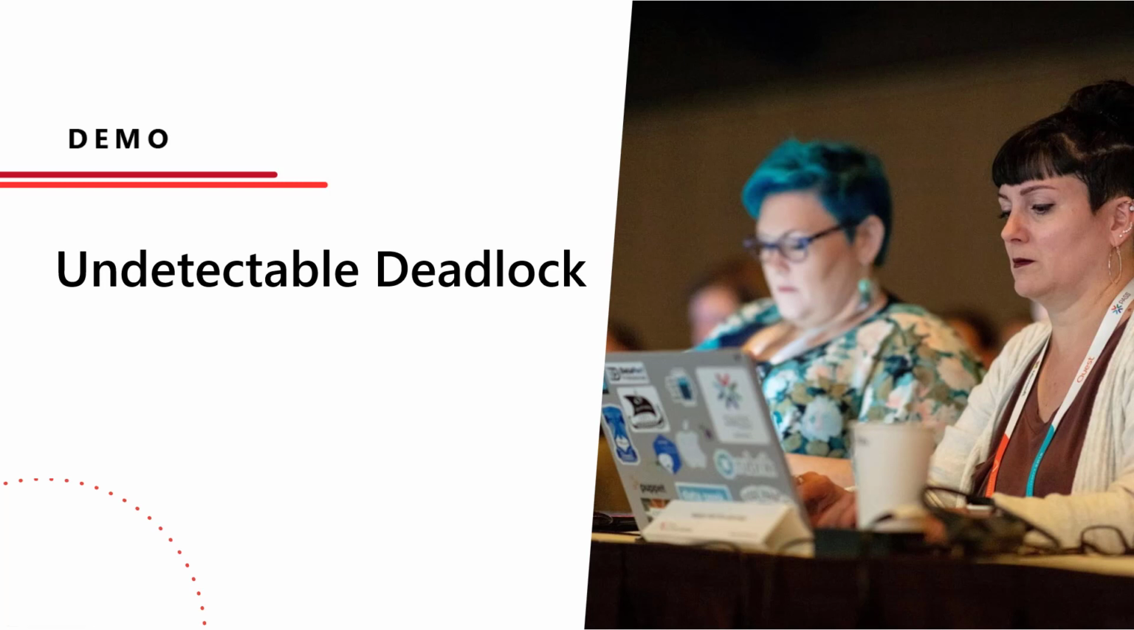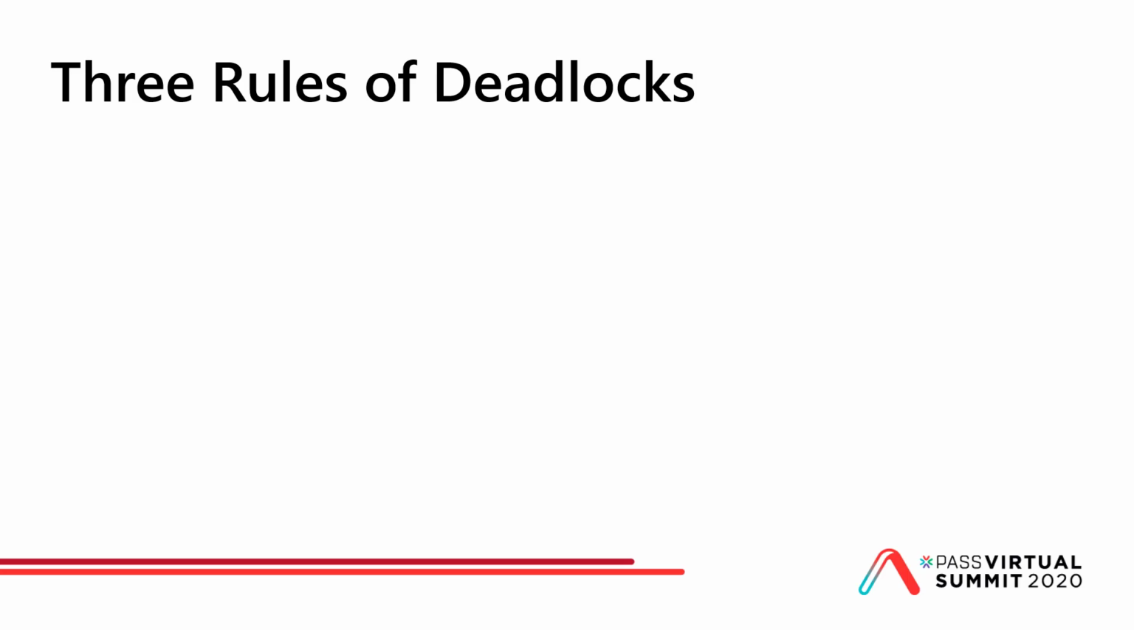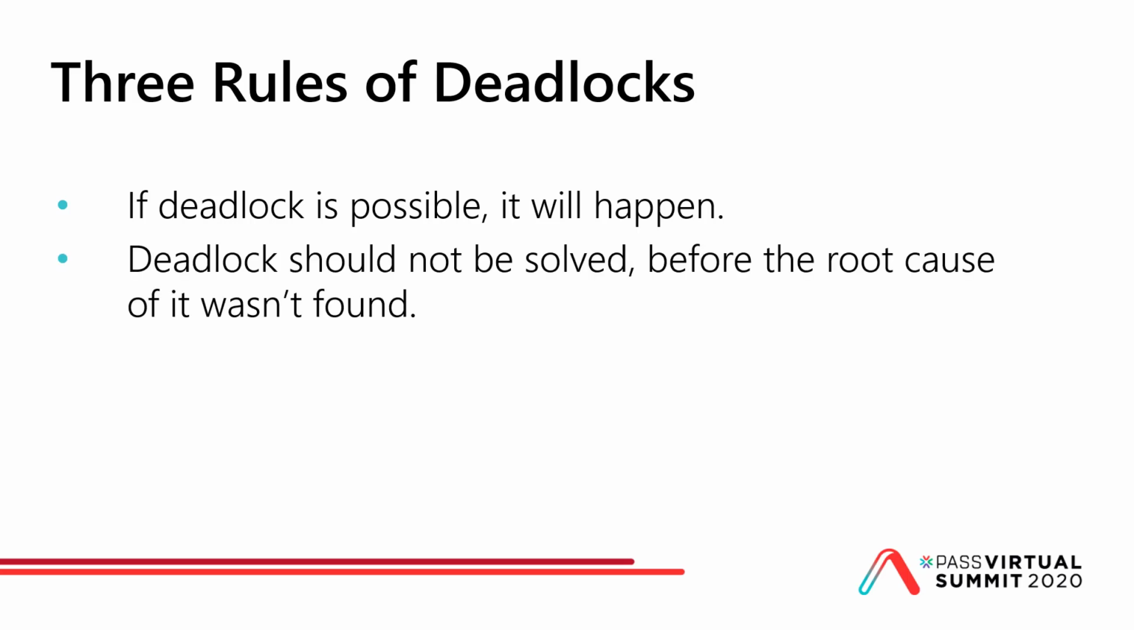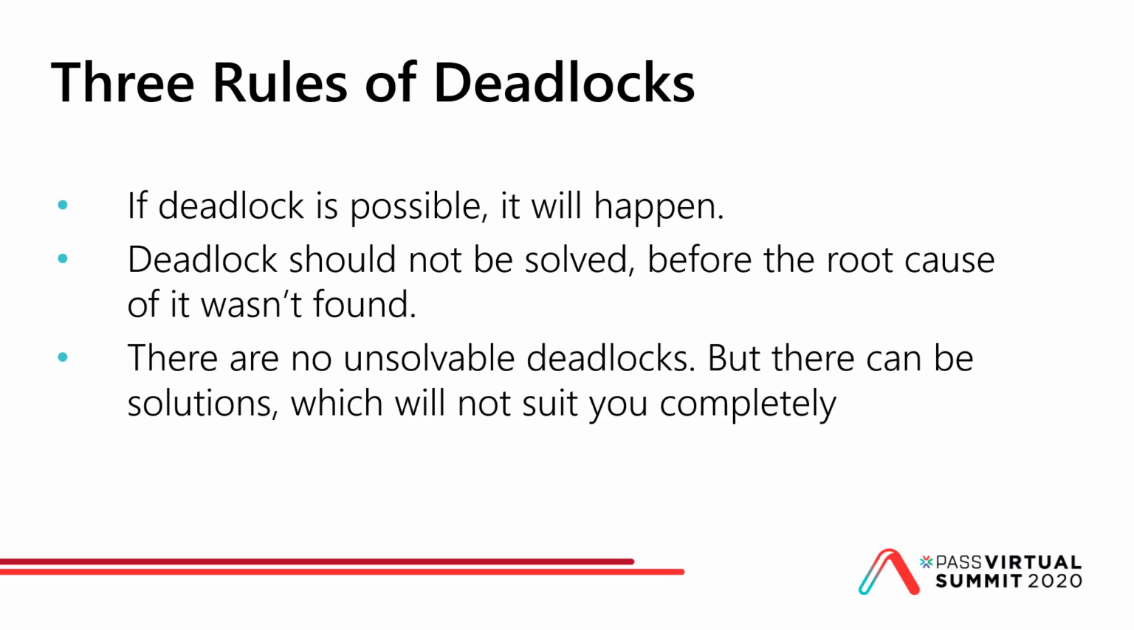And as a summary, I would like to share some thoughts about deadlocks and three rules of deadlocks which I found during all these years. First rule: if a deadlock is possible, it will happen, even if the time interval for the queries and locks intersection is very, very small. Second rule: a deadlock should not be solved before the root cause was found. And this is the main idea of this session. You saw many times during the demos that first of all we go deep and find the root cause of the deadlock. After that, usually we have several solutions from which we can choose. And the last one: there are no unsolvable deadlocks, but there can be solutions which will not satisfy you completely, like dropping foreign keys or using NOLOCK. But there definitely are some solutions.